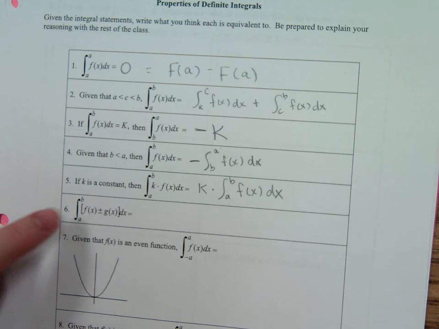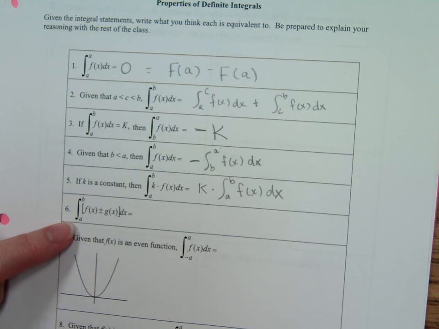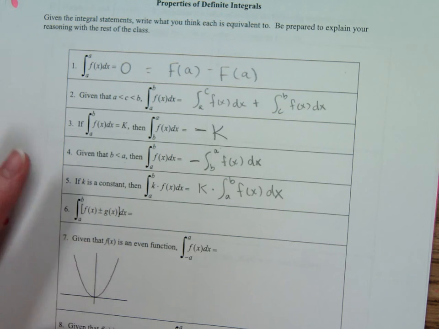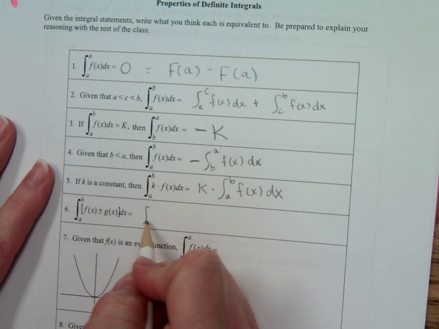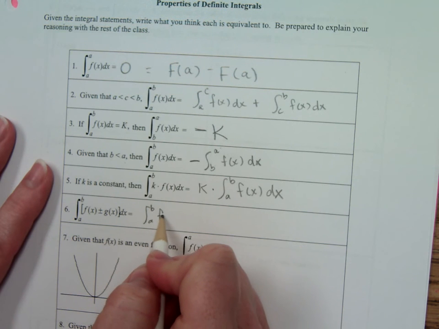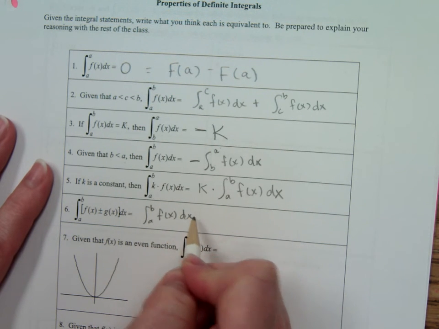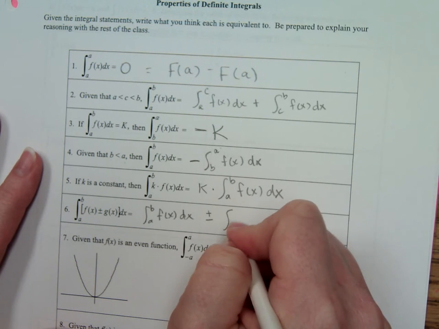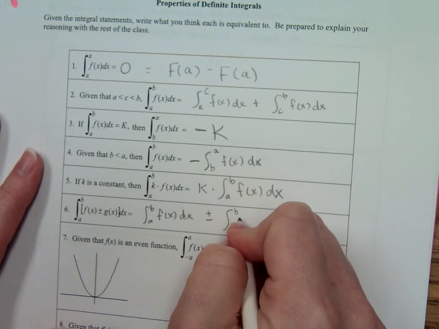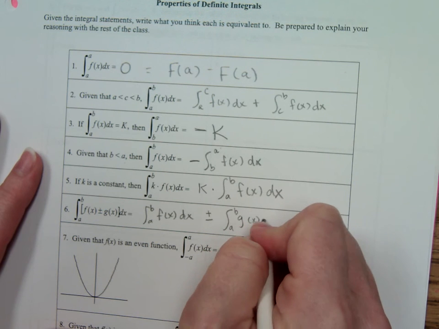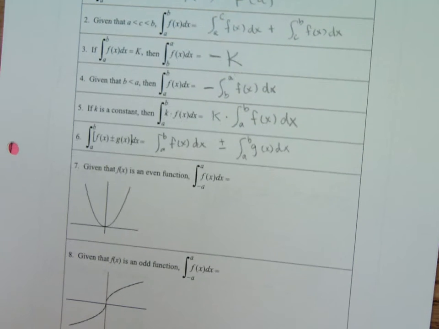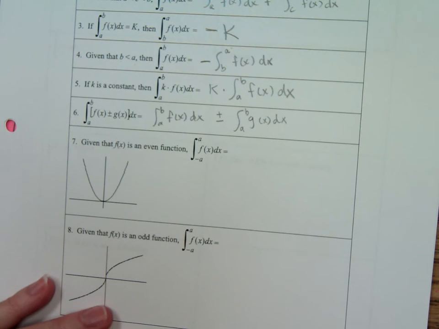Okay, what about this one? Remember how we can split up derivatives? We can do the same thing. We can say, all right, that's A to B, f of x dx, either plus or minus, whatever operation's in the middle, of the integral of A to B, g of x dx. Makes sense. Yeah.